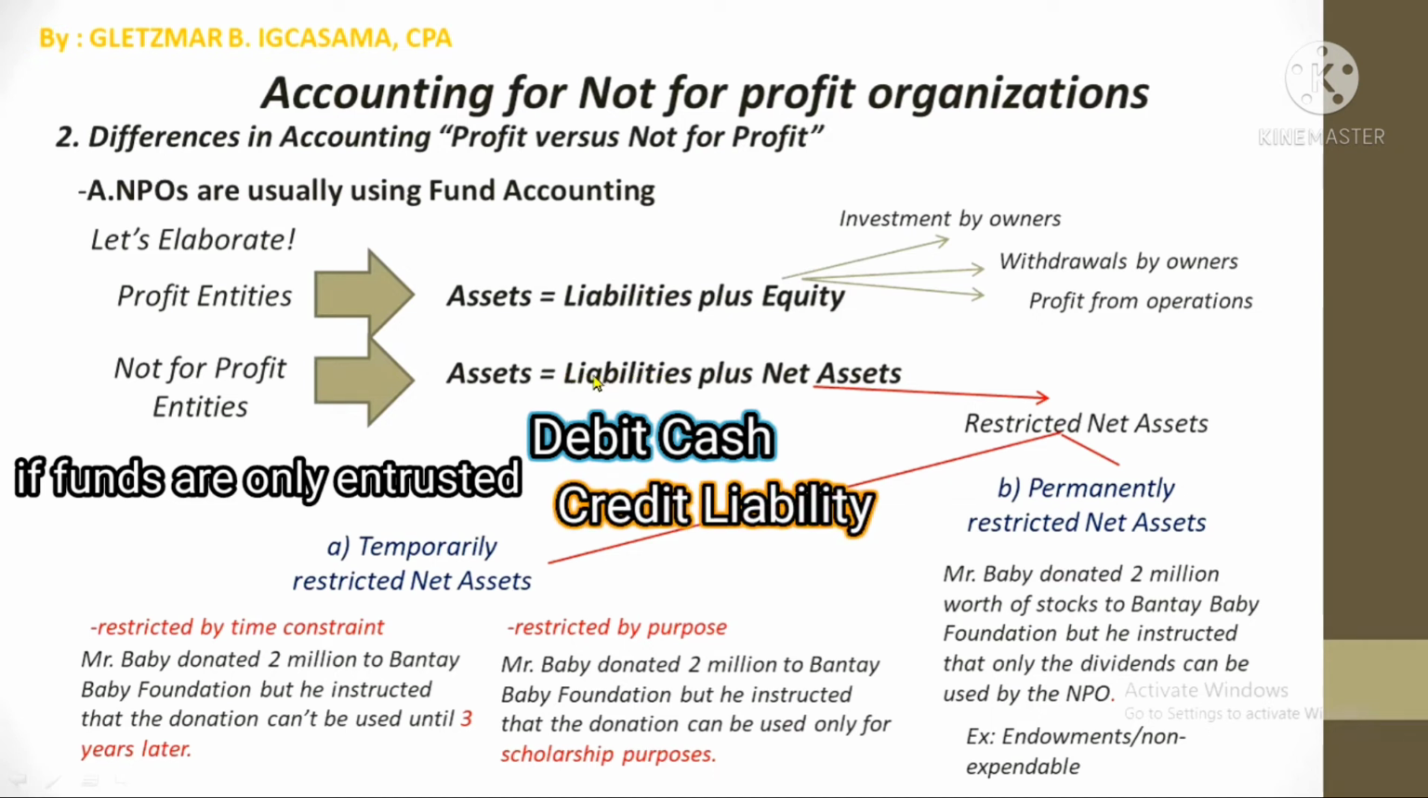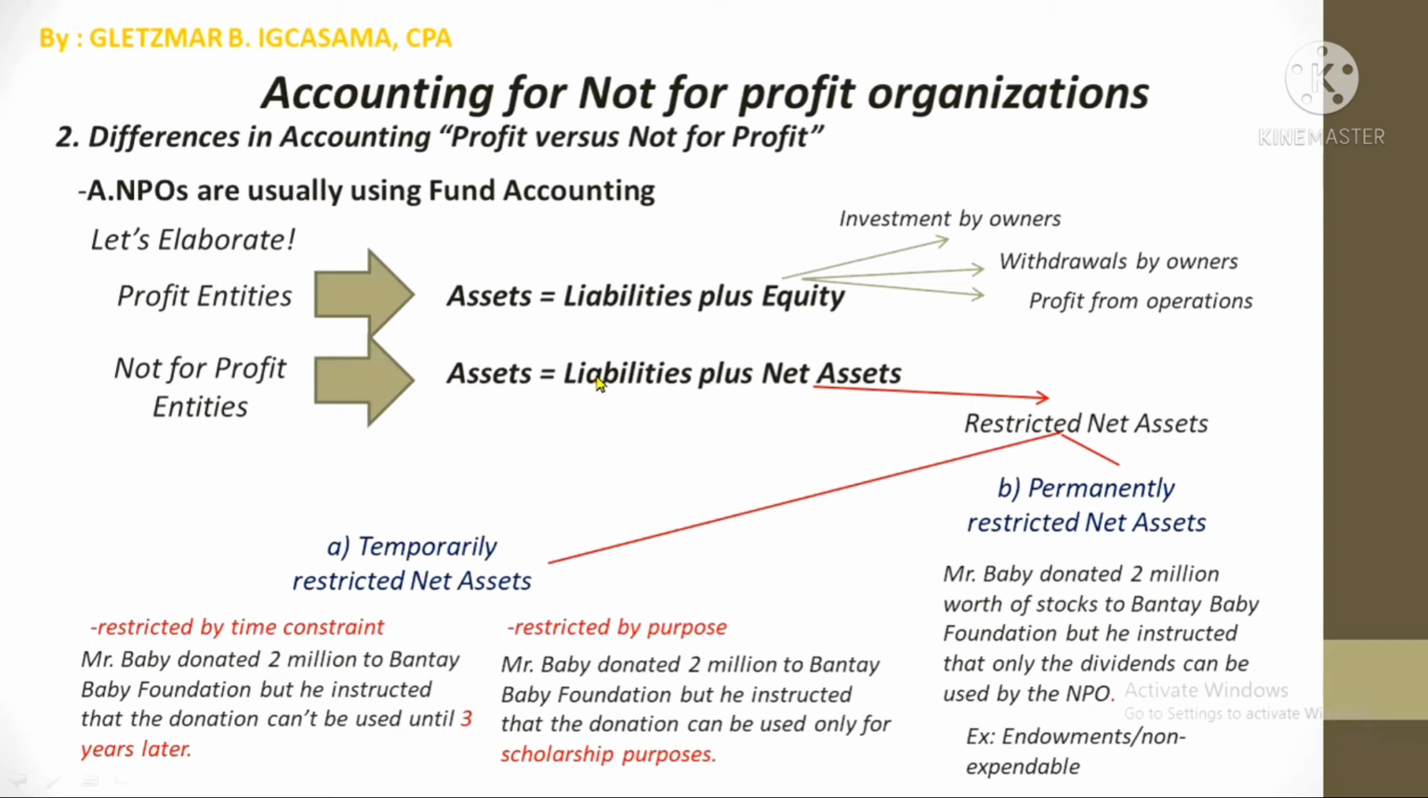So what is a typical example of this? For example, an NPO received 5 million, but that 5 million will just be transferred from the said NPO to another NPO or other government agency. So if you are the NPO who receives such, that 5 million is not a donation and should not be part of either restricted or unrestricted net asset. That 5 million will be recognized as a liability of the NPO.